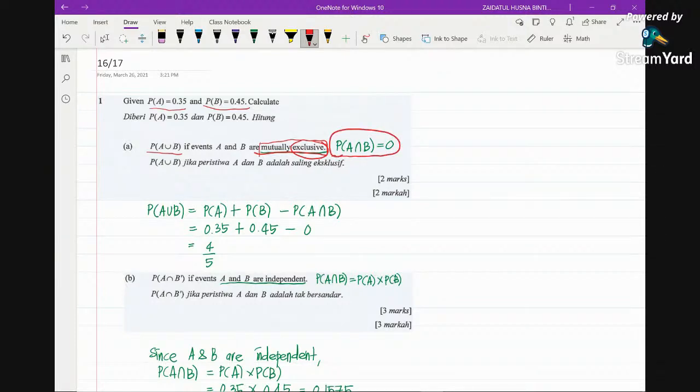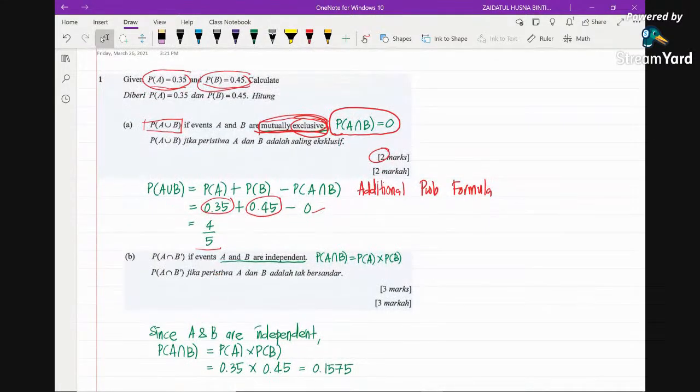Now the question says find PA union B. So how can we find PA union B? In this case, we are going to apply the addition probability formula. So we have PA union B equals PA plus PB minus PA intersect B. We are given PA, we substitute here 0.35. We are given PB 0.45, and because the two events are mutually exclusive, we know that PA intersect B is equal to 0. So we will get the probability of A union B equals 4 over 5, or you can simply give the answer in decimal, 0.8, no problem. So that's the answer. Again, 2 marks only, so 2 minutes should be allocated for this particular question.